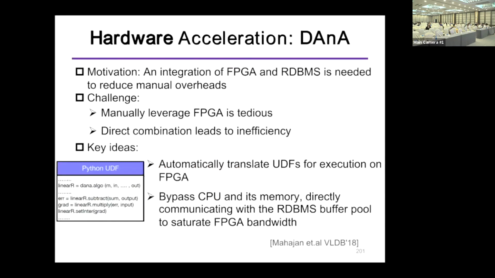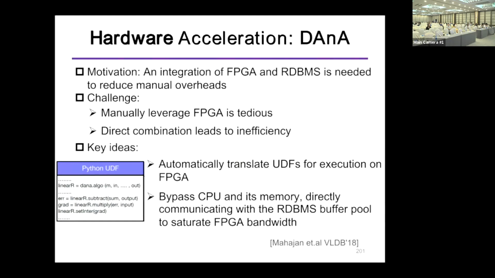Hardware such as GPUs is always utilized to accelerate machine learning algorithms. Recently, many researchers have studied how to use specialized hardware designs to accelerate the in-database execution of complicated data analytics. DANA is a work about the integration of FPGA and DBMS. The challenge is that manually leveraging FPGA is tedious, as we need to write the FPGA code. Also, directly combining the FPGA and DBMS leads to inefficiency because of the limited bandwidth.